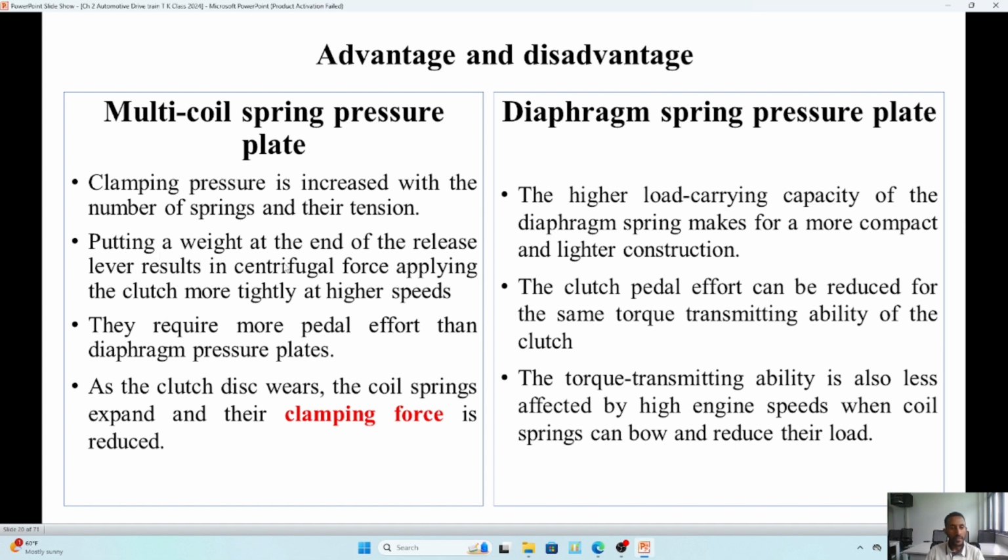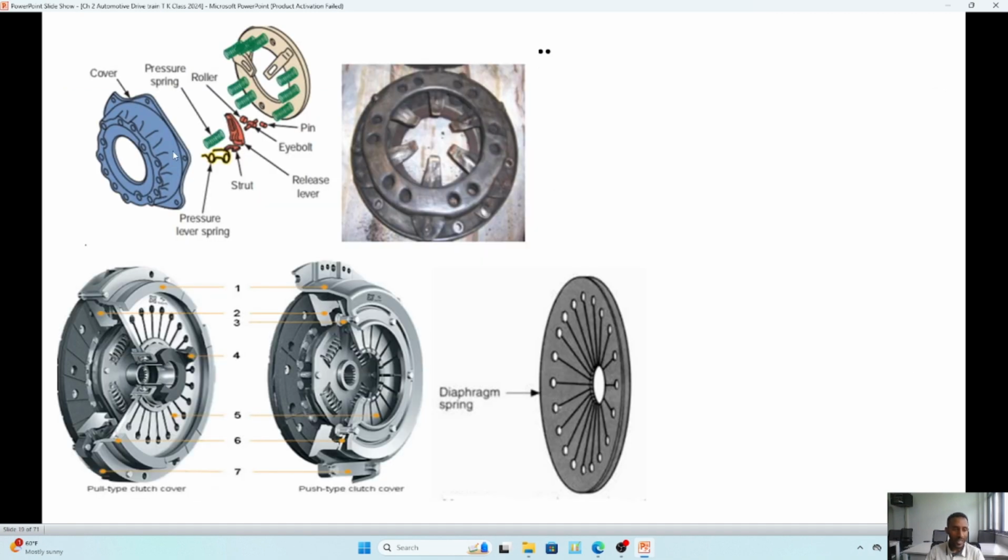Again, putting a weight at the end of the release lever results in centrifugal force applying the clutch more tightly at higher speed. If you see this one, in this type of spring, they will put a heavy weight in the cover part. That's why when the centrifugal force increases, this weight will push down the springs toward or against the flywheel. So that means when it pushes too much, the spring force will increase and the clamping force increases. That means it allows this type of spring to transmit a high amount of torque at high speed.